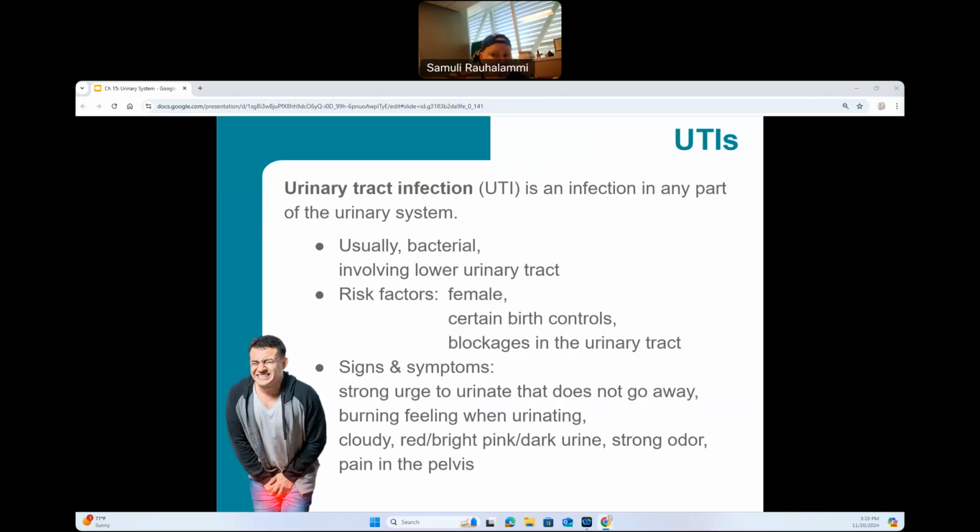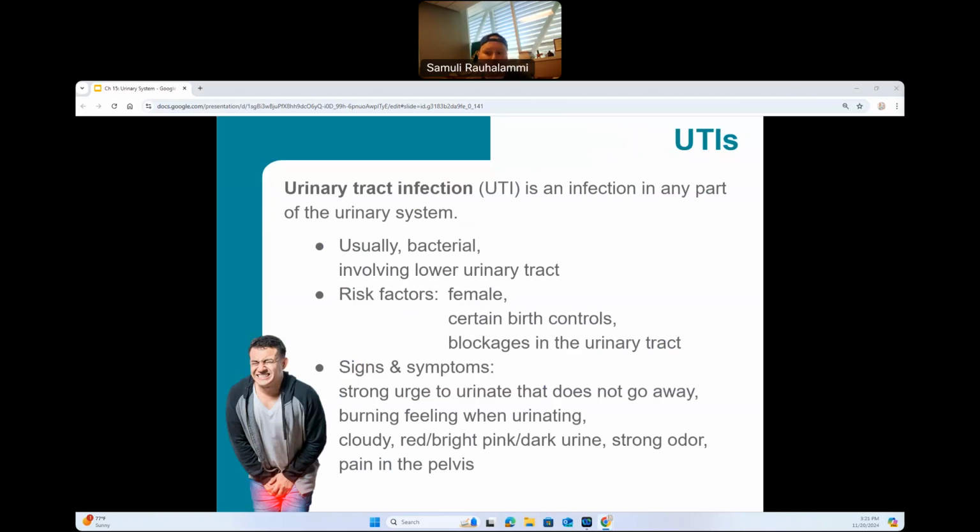Symptoms of UTIs include, for example, a strong urge to urinate that does not go away, a burning feeling while urinating, and also some common signs, for example, urine that may look cloudy or red or bright pink or cola colored. In addition, it may have a strong odor. Another symptom that we would sometimes see is pain in the pelvis. Sometimes, however, UTIs cause no symptoms.